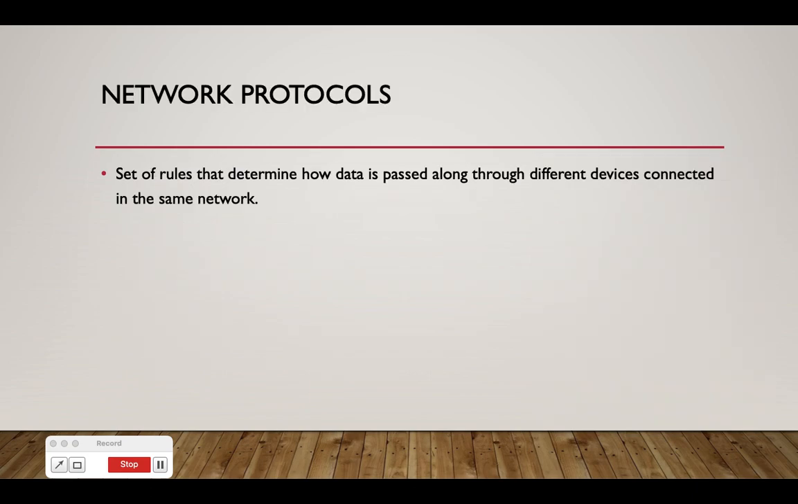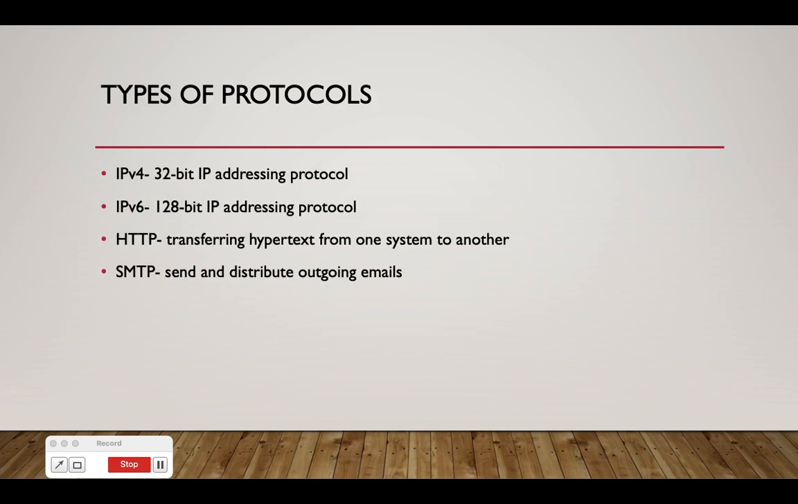Now we're going to talk about network protocols. So what are network protocols? They're a set of rules that determine how data is passed along through different devices connected in the same network. Types of protocols. We have IPv4. It's a 32-bit IP addressing protocol. We have IPv6. It's a 128-bit IP addressing protocol.